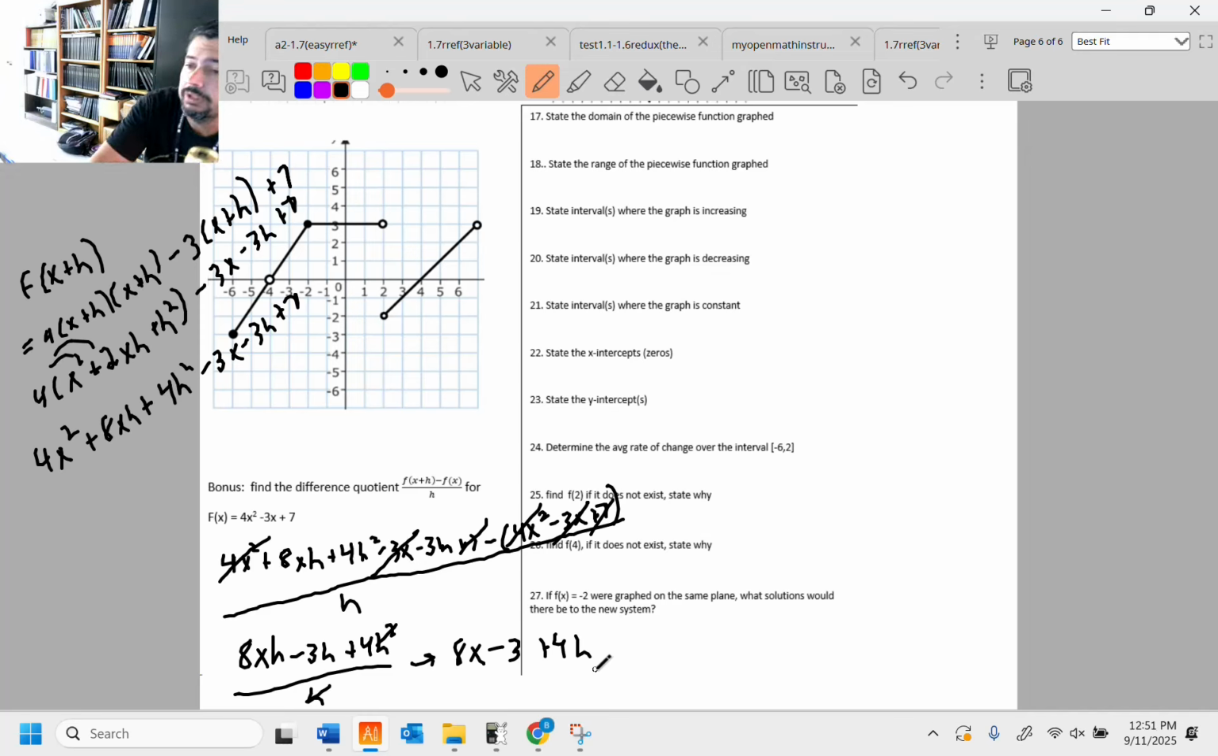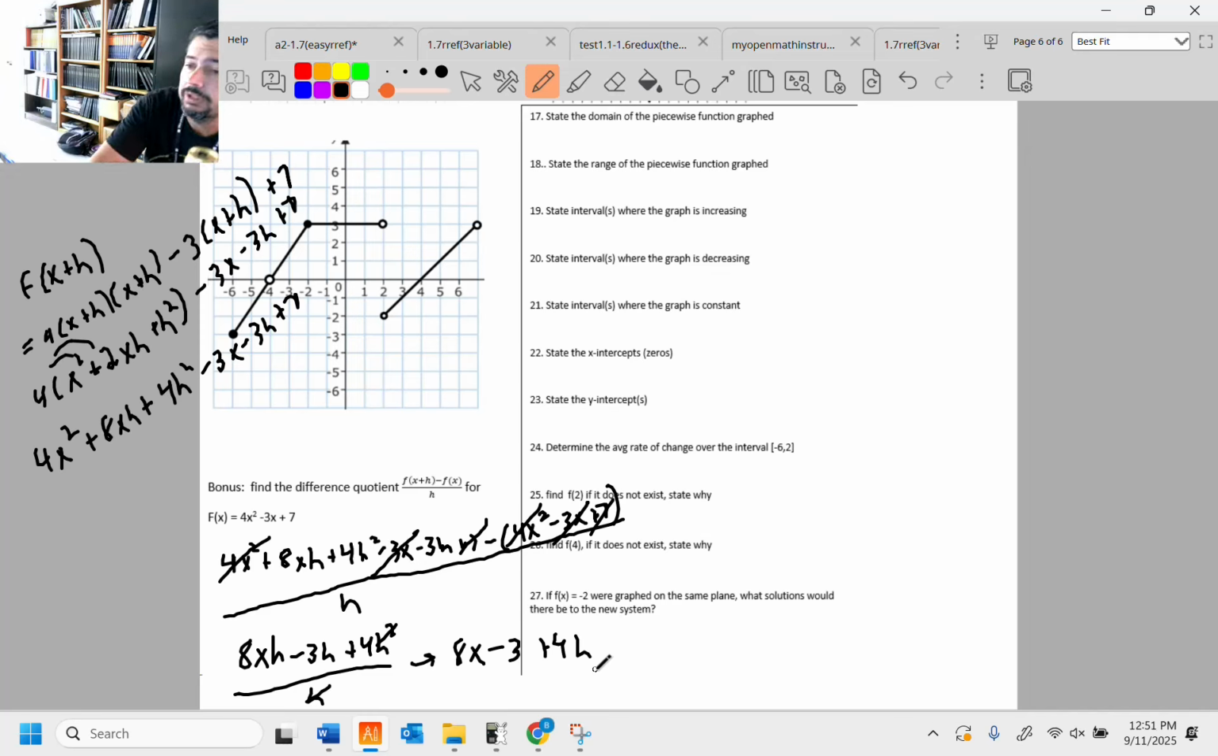So anyways, learn that, okay? Again, doing the whole thing backwards. We're going to start with this one. If f of x equals negative 2 were graphed on the same plane, which means the same flat piece of paper, what solutions would there be to the new system? So remember, this is y equals negative 2. And several of you guys still have not figured out how to graph that, but it's this guy right here.